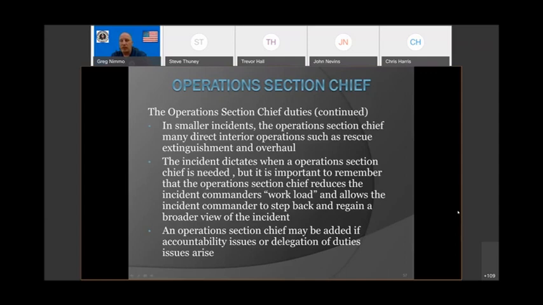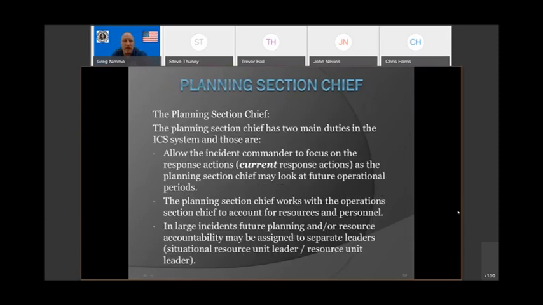But sometimes it just doesn't work that way with the manpower and resources that are available, especially with some of these small and rural departments. It just gets real tough to be able to break down the roles as far as some of the larger cities can, because of manpower issues. So next up is the planning section chief. Greg Nimmo is going to talk about a couple of those, and we're going to get through this pretty quickly.